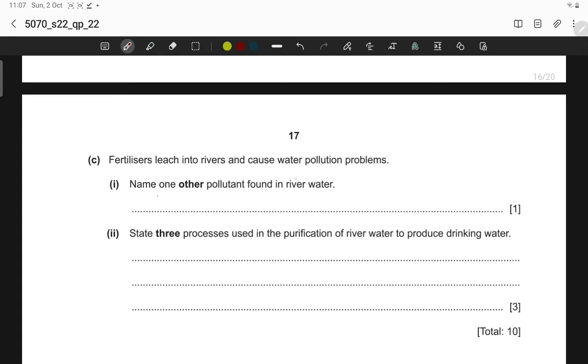Fertilizers leach into the rivers and cause water pollution problems. Name one other pollutant found in river water. So that is eutrophication.